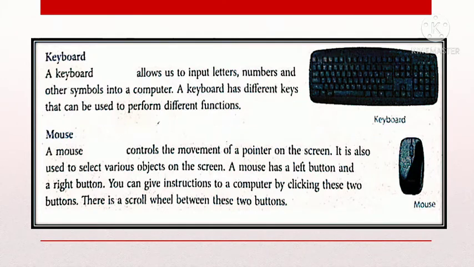Similarly, we have a mouse, which is another input device. It controls the movement of a pointer on the screen. It is also used to select various objects on the screen. A mouse has a left button and a right button. You can give instructions to a computer simply by clicking the left button or right button. There is a scroll wheel between these two buttons.